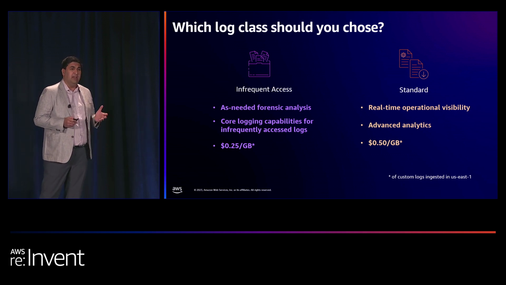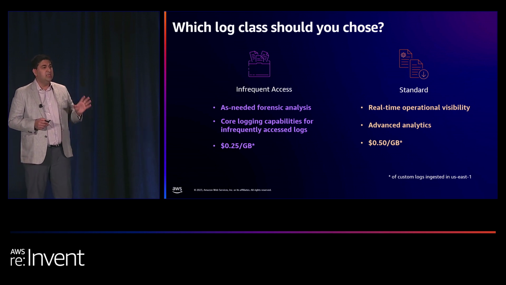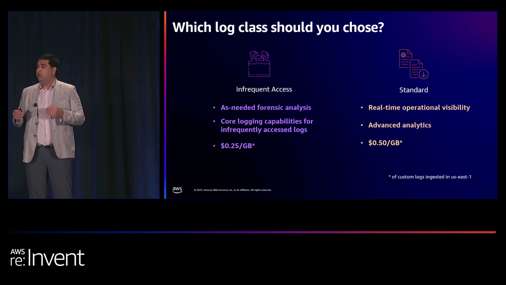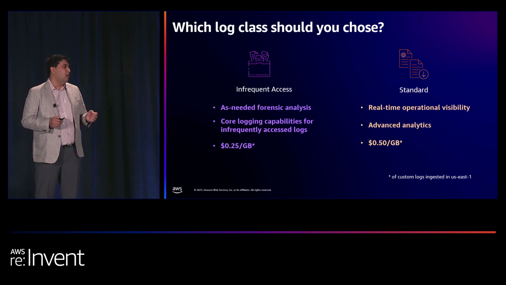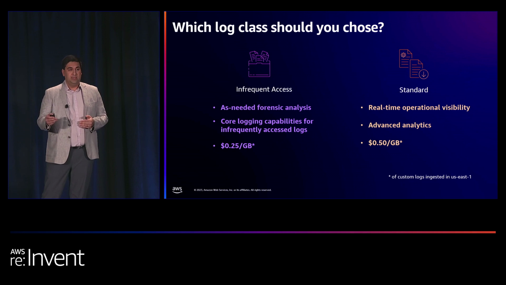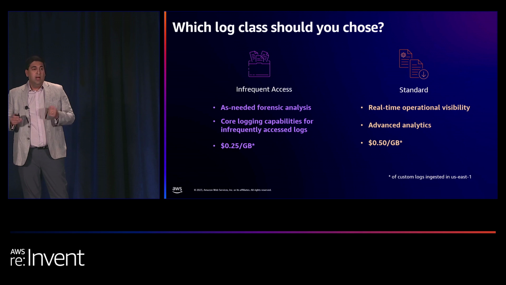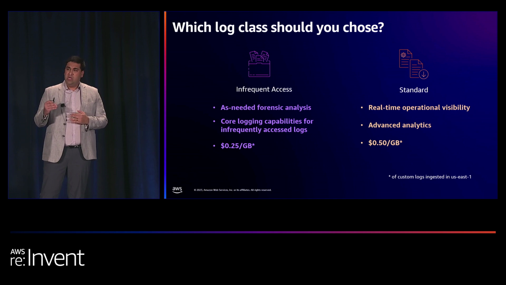Now, standard logs are available at 50 cents a gig in US East 1, and infrequent access is half the price at 25 cents a gig. Now, it's really important to note that there are certain log types that are vended from AWS services like VPC Flow Logs, Route 53 logs, EKS audit logs. These are termed vended logs. And for these logs, you already get volume-tiered pricing, ranging from 50 cents going all the way down to 5 cents, even in the standard log class. However, now, with Logs Infrequent Access, we are reducing the entry cost for even vended logs. So they will now start at 25 cents a gig.